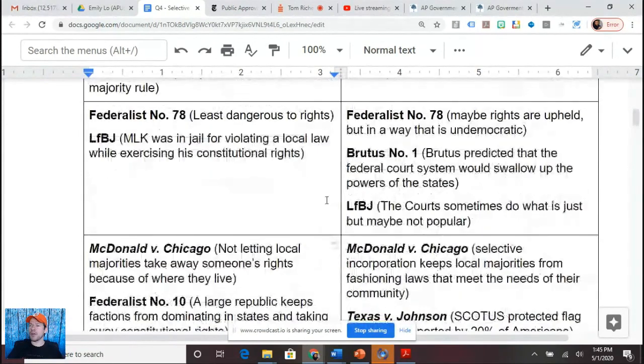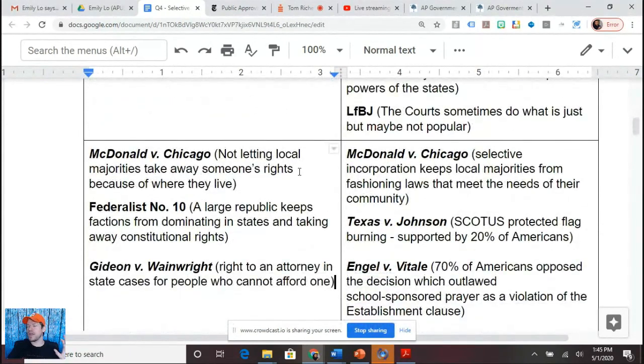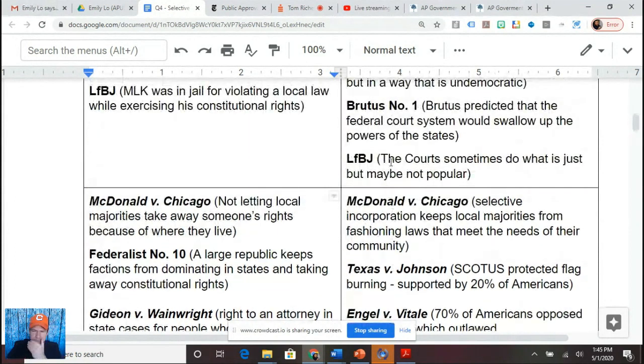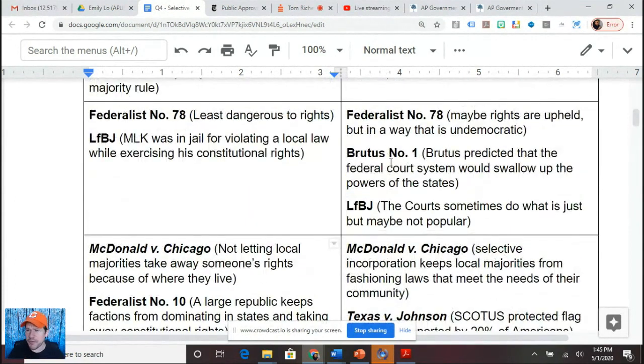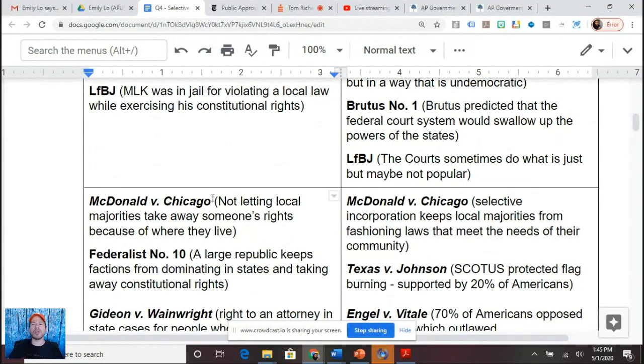Now, notice that McDonald versus Chicago, I've got in both of these. One thing that I advise people to do is get a couple of court cases that you know really, really well. And you know them so well that you can use them for just about any prompt. Okay, I find that McDonald versus Chicago is very, very flexible in the way that it can be used, because on one hand, you could say that the Supreme Court is not letting a local majority take away someone's rights because of where they live.